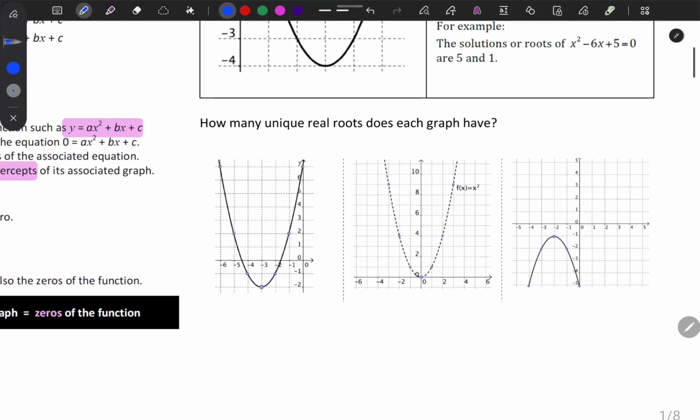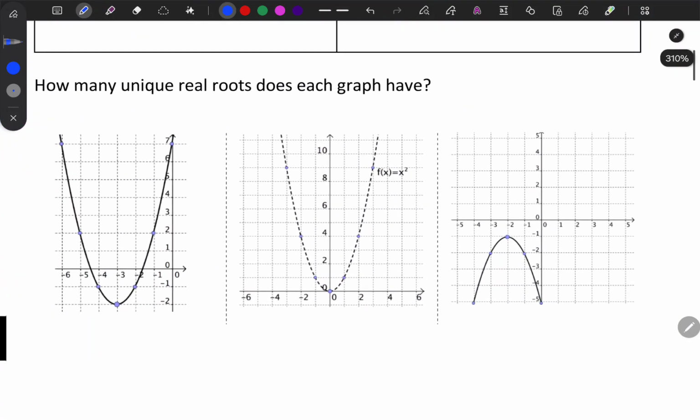If you are given a graph, you can use that to identify any possible solutions, or also just the number of solutions or roots. So when we're asked how many unique real roots does each graph have, we're essentially saying how many x-intercepts, and we can just read that off the graph. This first graph has 2. The second graph only has one unique real root, and the third one does not have any x-intercepts and therefore no solutions or no roots. From here, we can start to look at solving algebraically.